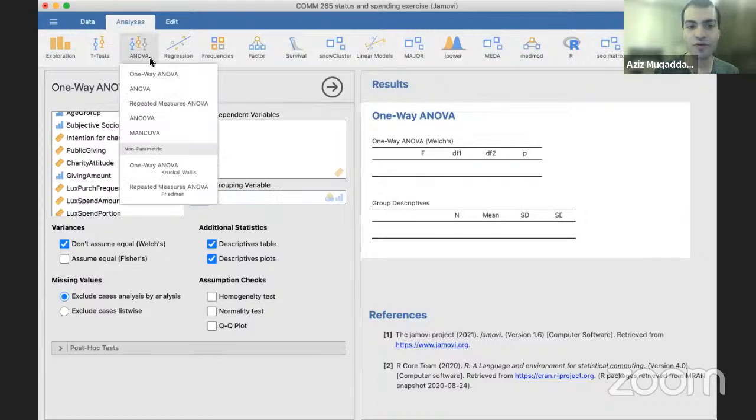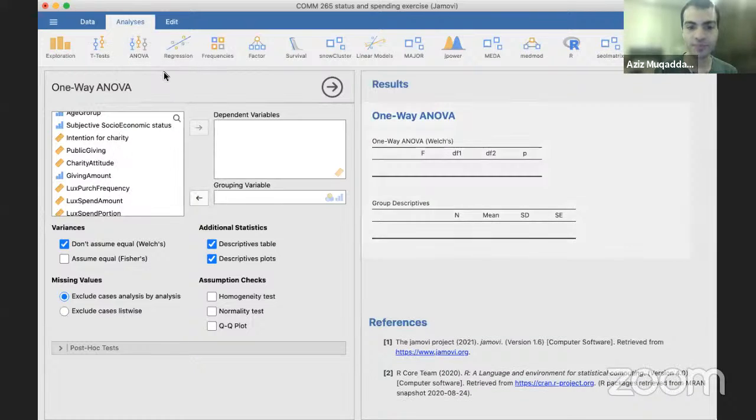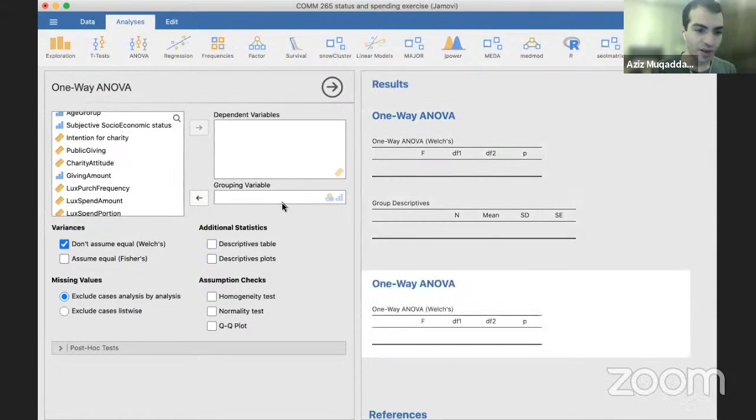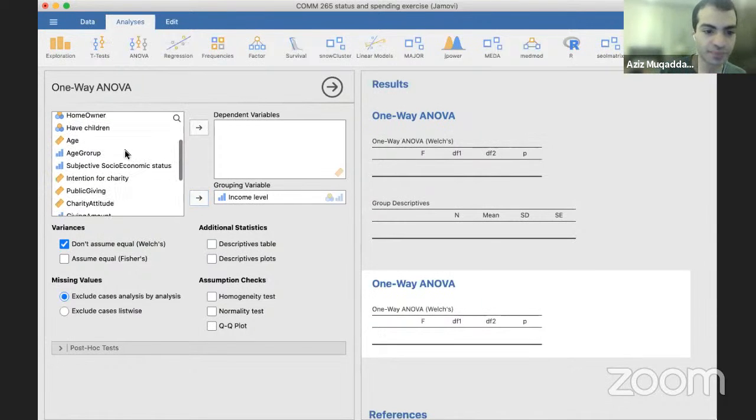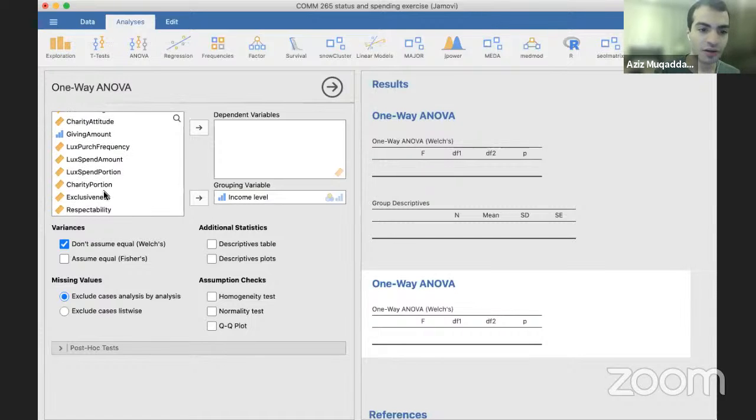So we're going to do ANOVA. Okay. So we'll do one-way ANOVA, and we want to compare. Let's say you have a group of variables. So you want to see what's the effect of income level on luxuries purchase frequency. So how many times in a given period of time do you make luxury purchases? Okay, that was the variable.